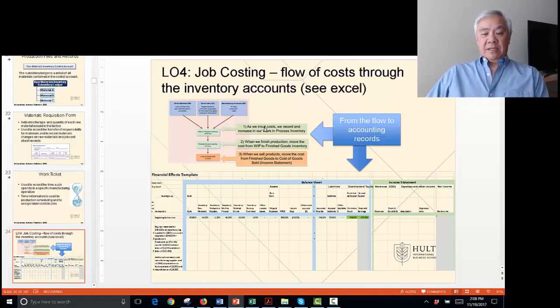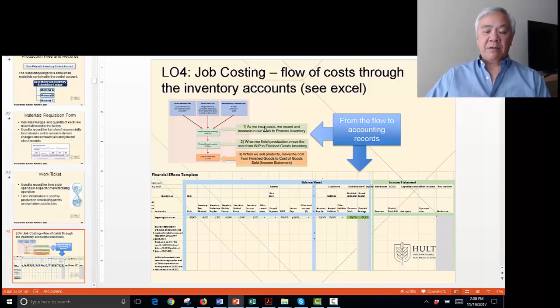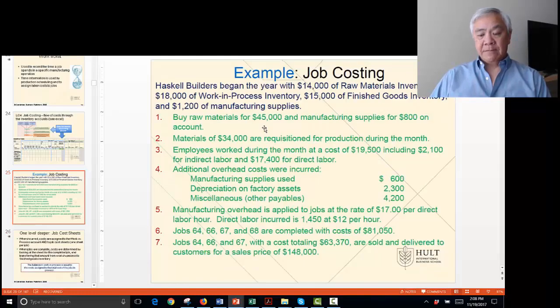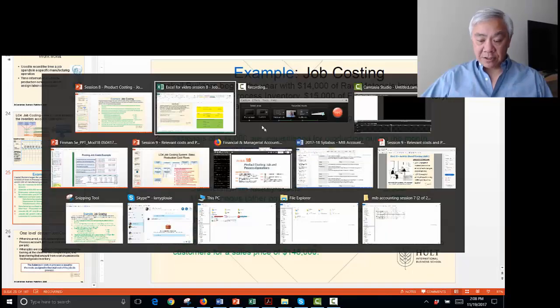An example of what we're going to be doing in Learning Objective 4 is we're going to say, how do we go from the general schematic of cost flowing from inventory or various stages of inventory into finished goods, into cost of goods sold. So we're going to be showing how we do the accounting. The example here is Haskell Builders, and they have beginning balances for the year, 14,000 raw material, 18,000 work in process, 15,000 finished goods, and 1,200 in manufacturing supplies. Then all these things occur during the year. So we're going to hop into Excel and do the accounting for how we would record these transactions.